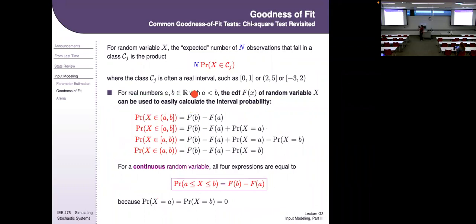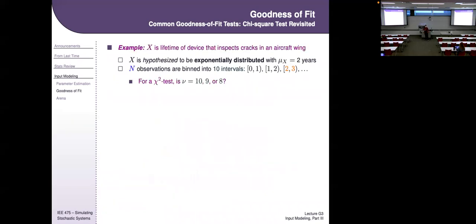So in general, for the continuous distributions we worry about in this class, this formula here is pretty much all we need. If I give you the CDF and you need to do a chi-squared, you do not need to do any integration. You just plug in the upper limit of each interval minus the lower limit, and that gives you the probability of landing in the interval. Then you scale it by the number of samples, and that's your expected number in that bin.